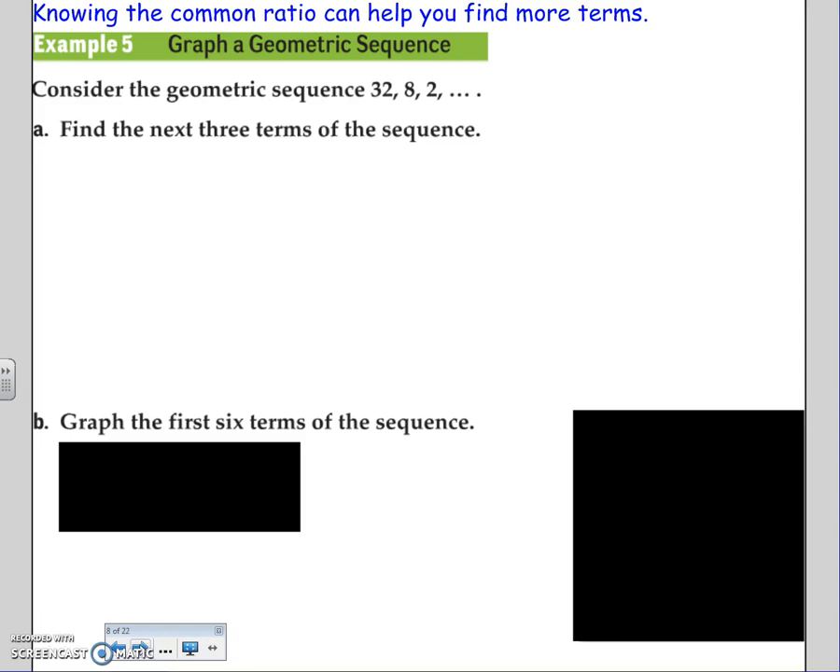Alright, knowing the common ratio can help you figure out more terms. Just like if you knew the common difference, you can find more terms. So here's this geometric sequence. Find the next 3 terms of the sequence. So let's find the r first, the common ratio. Second term divided by first term. I get 1/4. I'm going to check the other one just in case. 2 divided by 8, that's also 1/4. That's good. So we know r is 1/4. All we do, that's our multiplier.